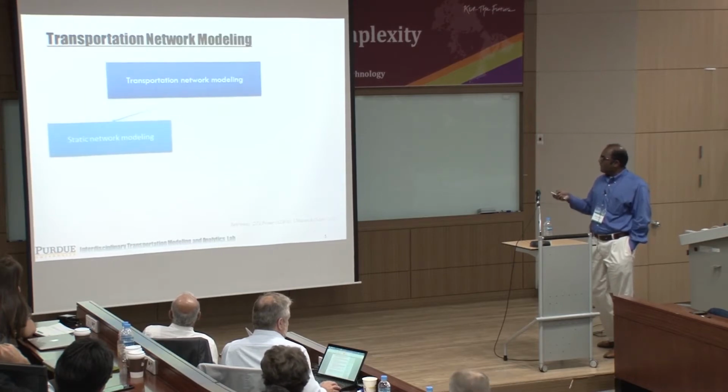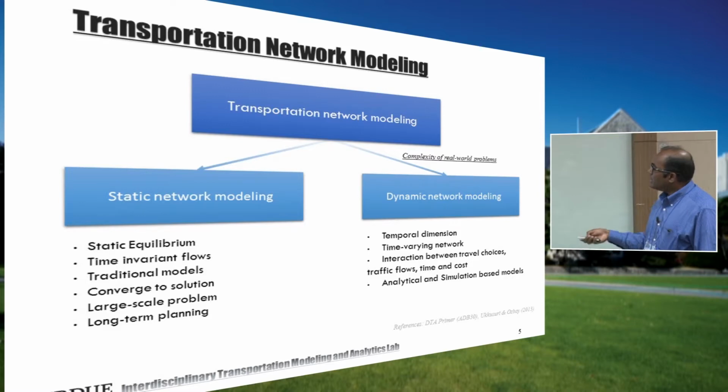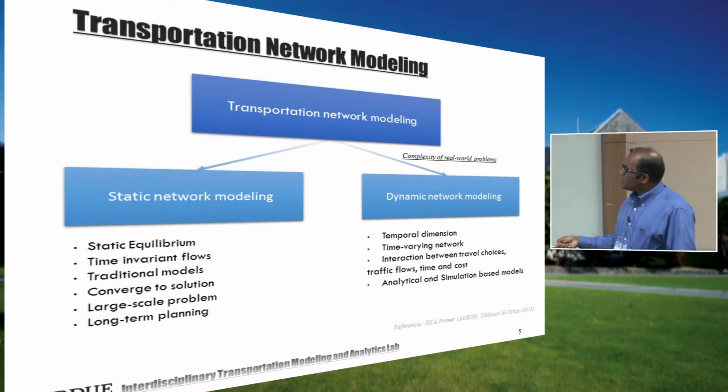So primarily, there are two ways of modeling transportation networks. The way the field has grown in transportation, there are two primary approaches. This is the work which has been done over the last 50 years: the static transportation network modeling, where we model the equilibrium of flows with strategic interactions. The flows are time invariant. That means they don't change necessarily over time.